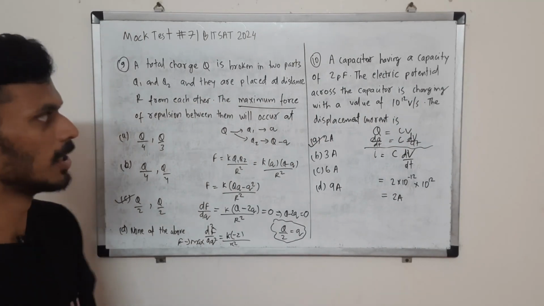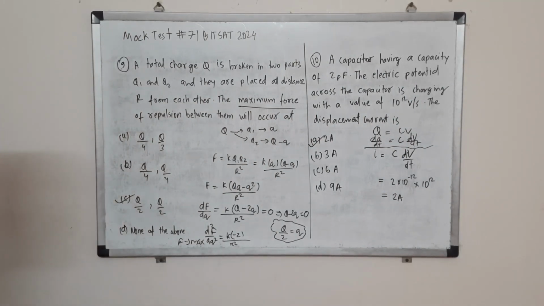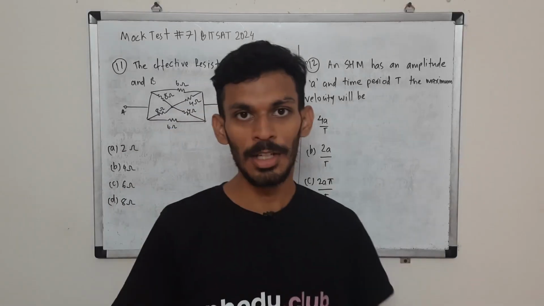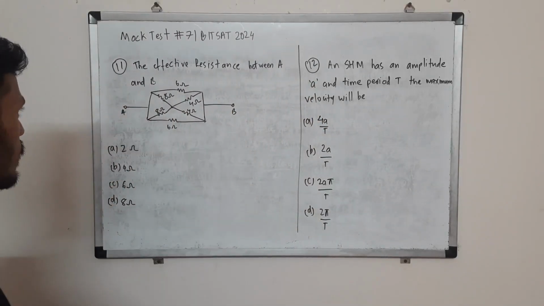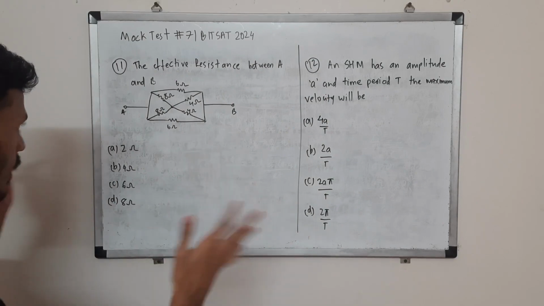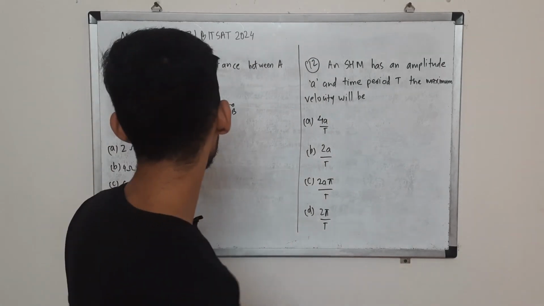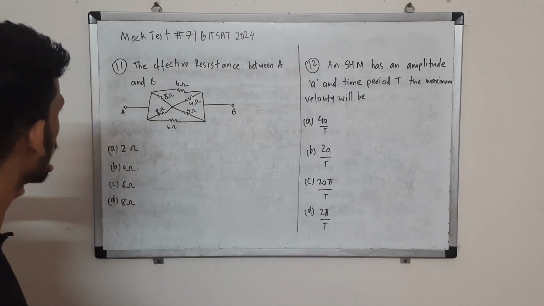So that's about these two questions. Over to the next set of questions. Question 11 and 12. In question 11, we are supposed to find the effective resistance between A and B. This might seem complex. You might think of mirror symmetry and this and that, but no worries. You just have to focus over here.